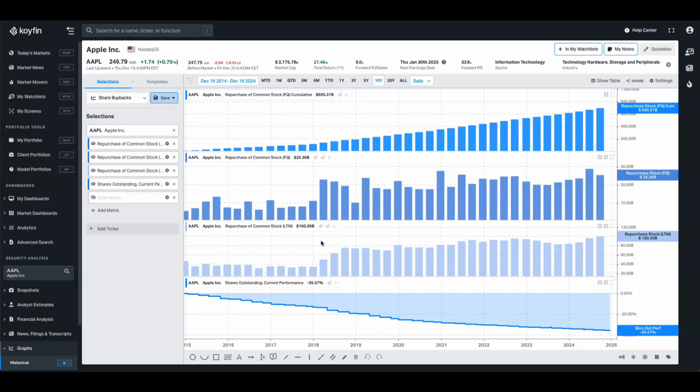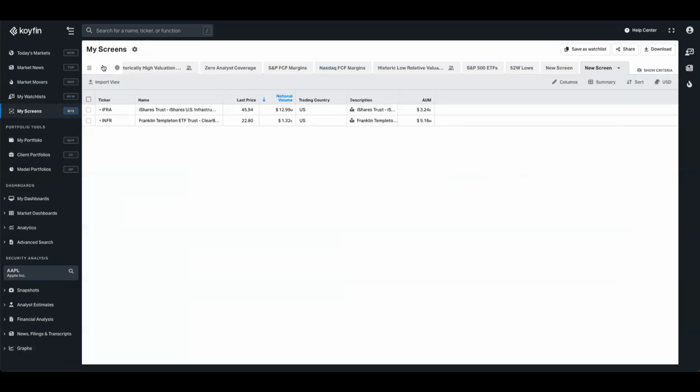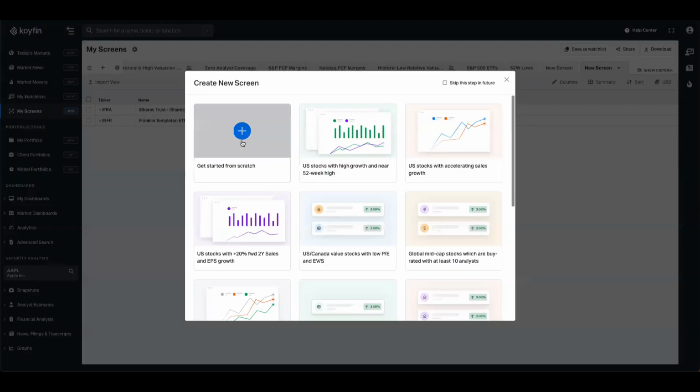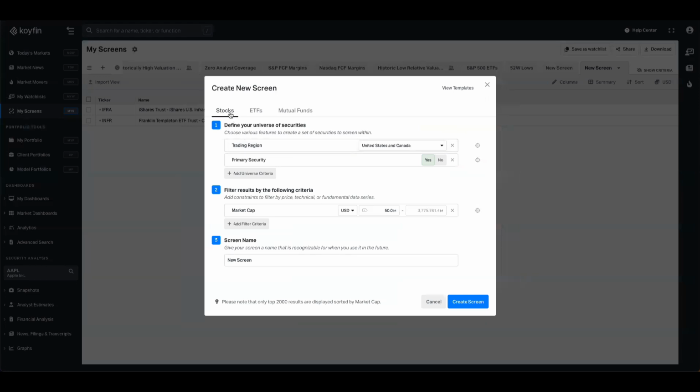It's all very well to pull this up in a chart if you know what you're looking for, but how do you find these types of companies en masse? The way to do that would be to go to the screening tool. So let's go to My Screens. Let's add a new screener, get started from scratch, and we're going to start with stocks.